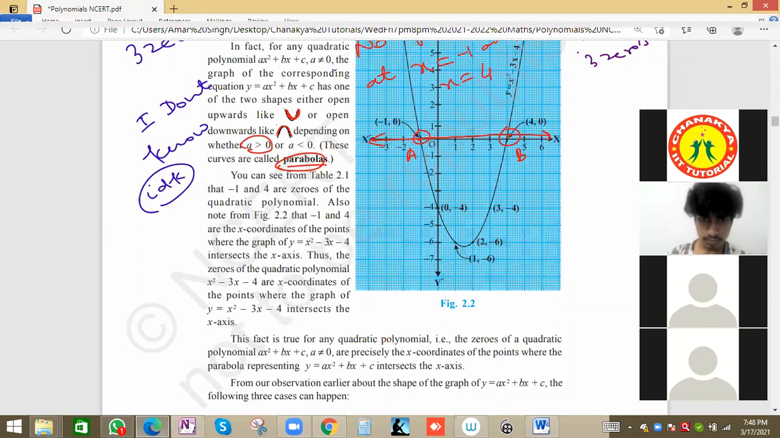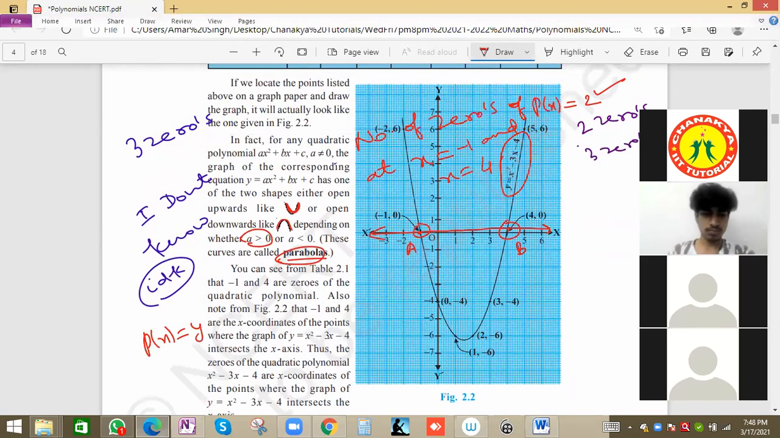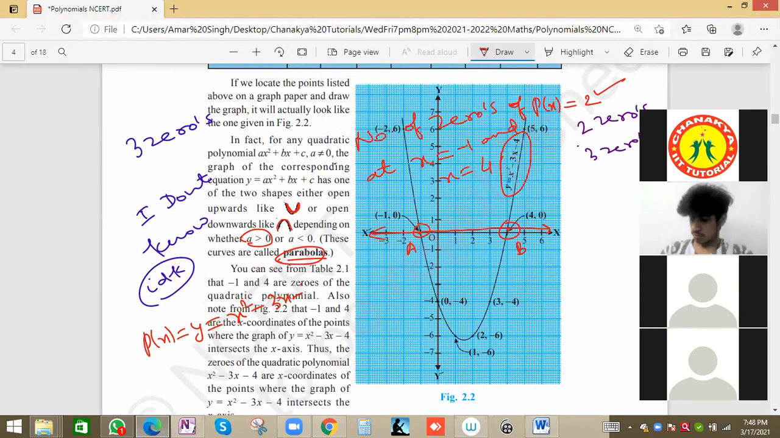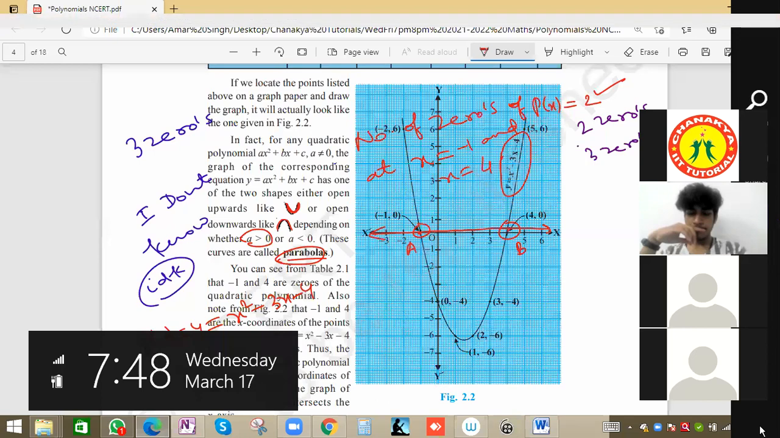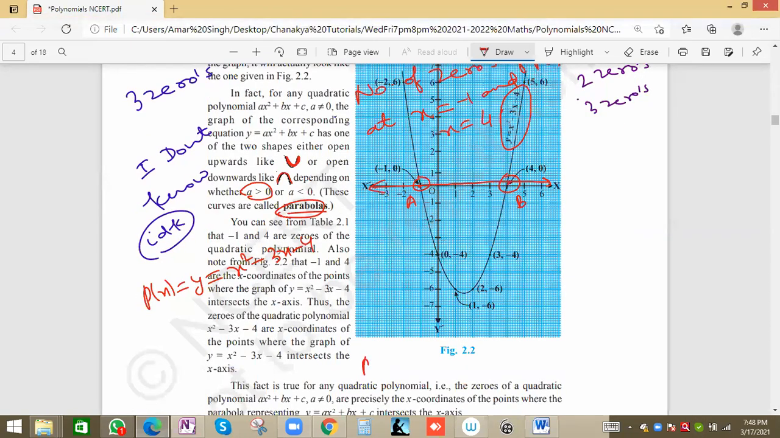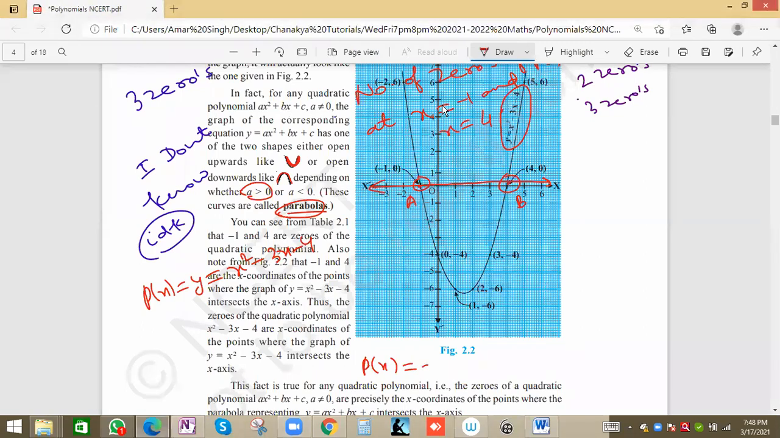A greater than 0 means, see, the graph of this one: y is p(x), so p(x) for this case is y, which equals x square minus 3x minus 4. Here the first term is a, and we can write p(x) as x square plus bx plus c.